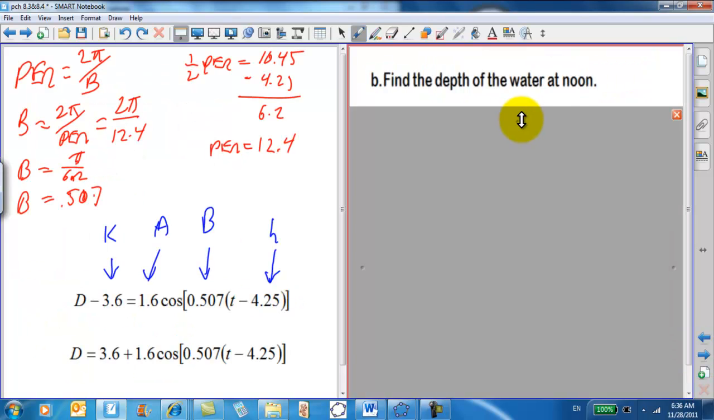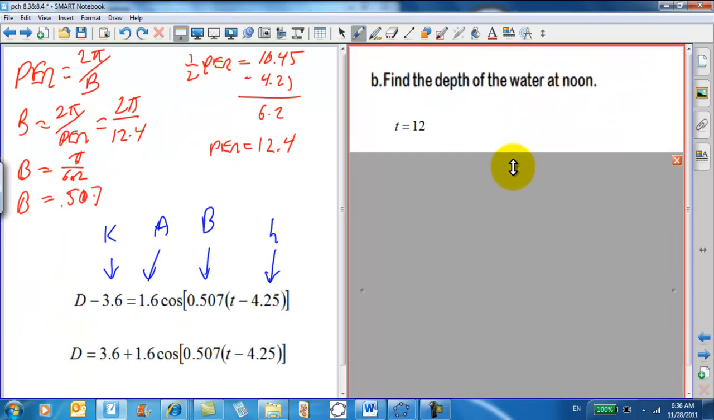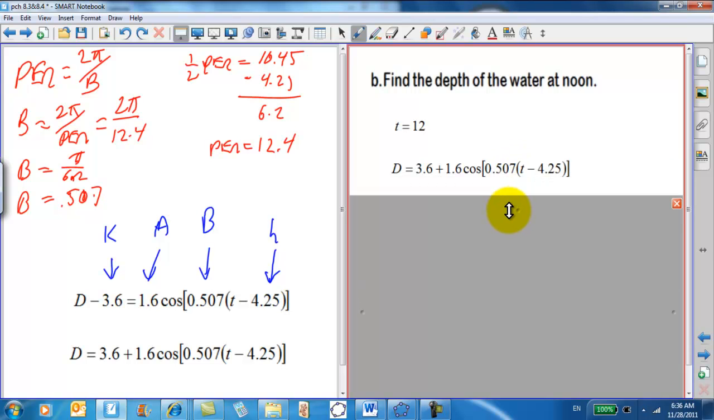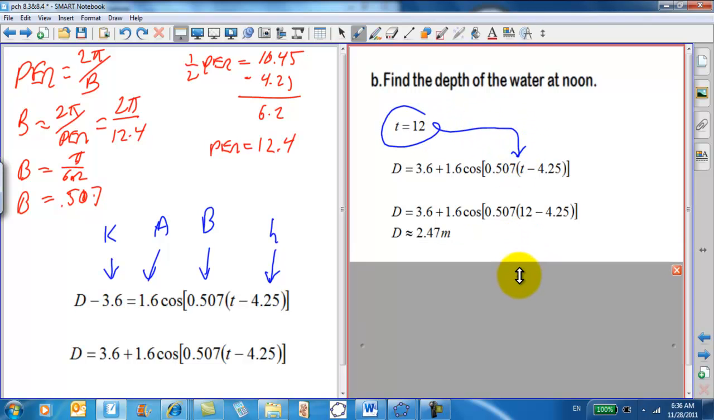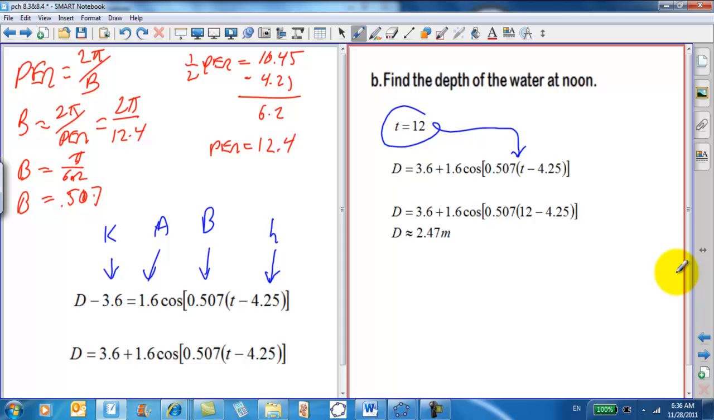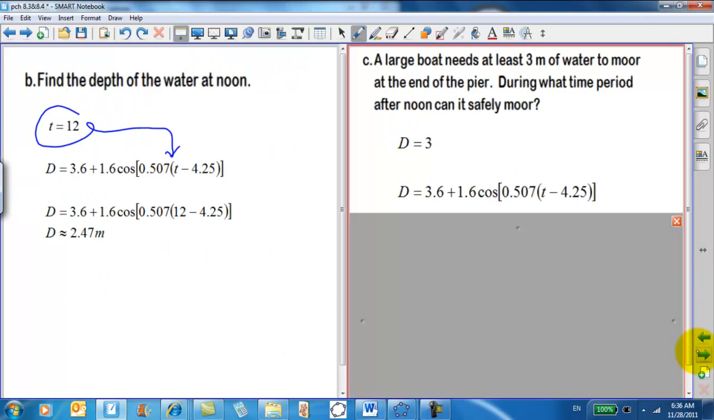Now find the depth of the water at noon. We just put t equals 12 into the equation and solve for the unknown depth. You get about 2.47 meters. Now, a large boat needs at least 3 meters of water to moor at the end of the pier. During what time period after noon can it safely moor?